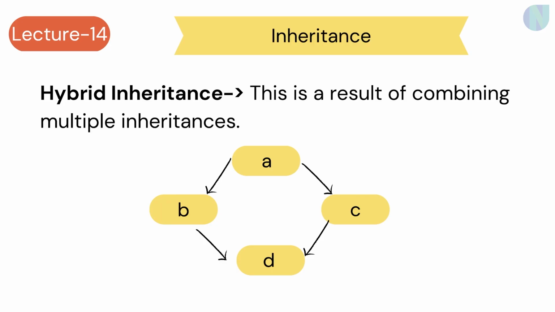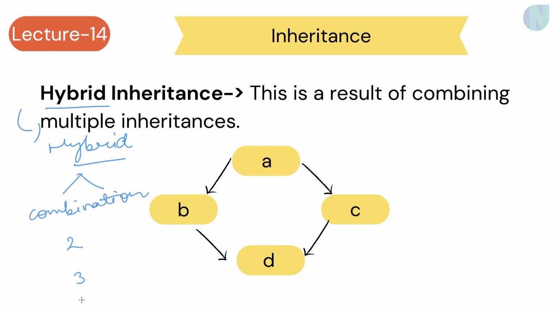So as you can see, hybrid inheritance. Again from the word it's clear, hybrid. Hybrid means something which is a combination. Either it could be a combination of 2, 3 or much more. So basically hybrid inheritance means combination of 2 or more inheritances. This is a result of combining multiple inheritances, as you can see.